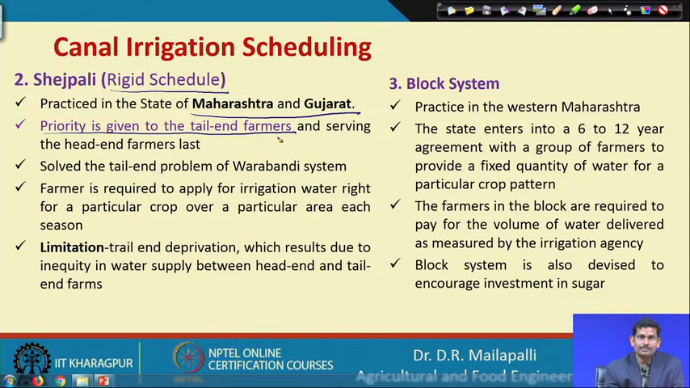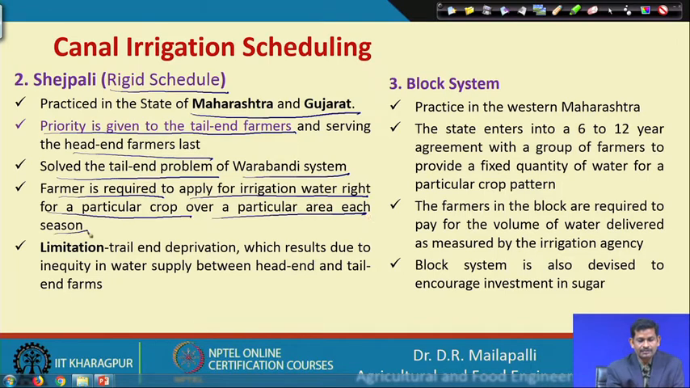So, in the previous Warabandi case, the head and tail end farmers are given the priority, whereas Sage Pali is a little opposite to that. So, first the tail end farmers are given water and then the head end farmers, and this solves the tail end problem. As in the case of Warabandi, the farmer is required to apply for irrigation water rights for a particular crop over a particular area each season. So, every time the farmer has to apply for the water rights.